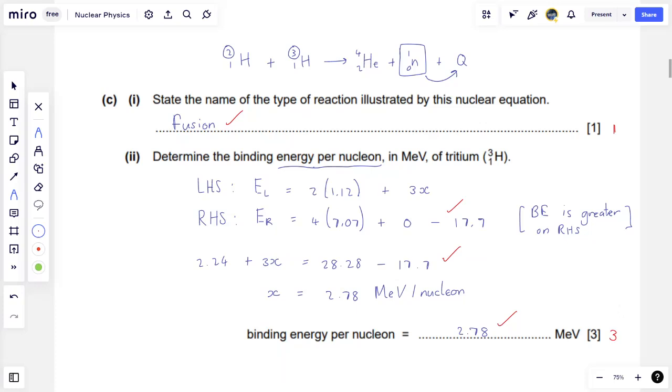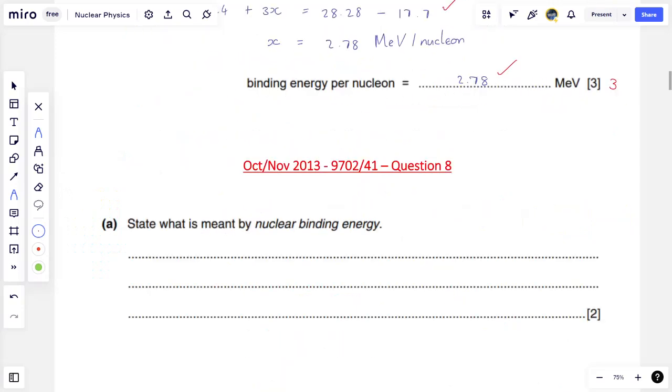Now, granted, you could have done this in much fewer steps with much less writing, but I wanted to illustrate how we went about solving the problem and not just finding an answer. Okay, and so that gives us all our marks for that question. Okay, I hope that was clear.